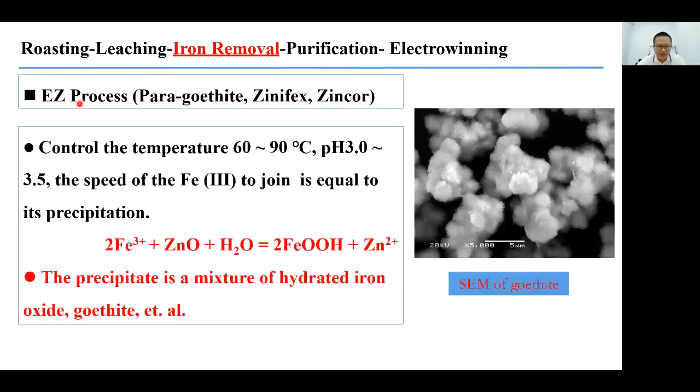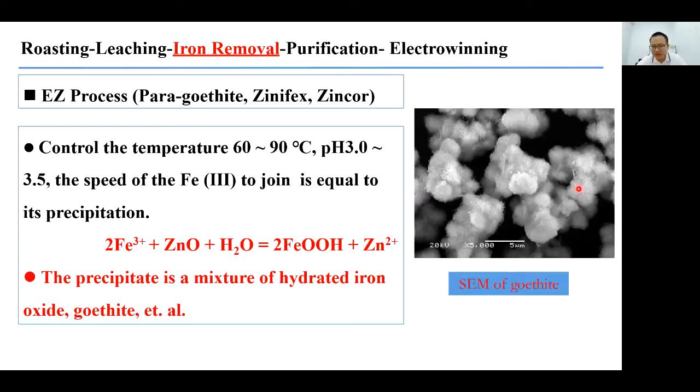And another one is the EZ process. So the temperature and pH value are similar, but the strategy is different. They are adding the ferric iron into the reactor at slow speed, and the precipitation speed of ferric iron equals the adding speed. So this is very well designed and saves one, actually cuts one reducing reactor.